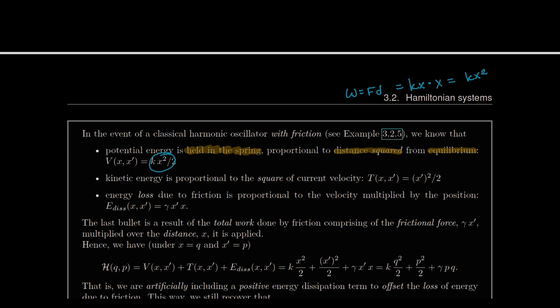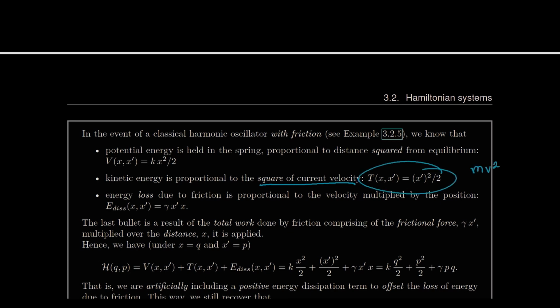And it's actually because you're integrating this distance over itself. So this is really the integral of kx dx, and this is why you get kx squared over 2. So the work done by the spring is going to be the potential energy of the spring. That's going to be kx squared over 2. We're also going to have kinetic energy proportional to the square of the current velocity. I don't think this surprises anybody.